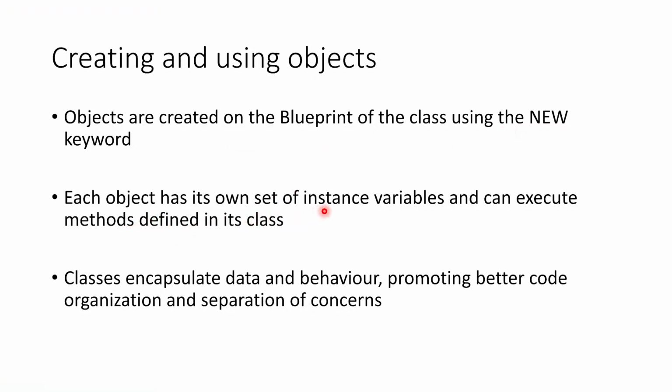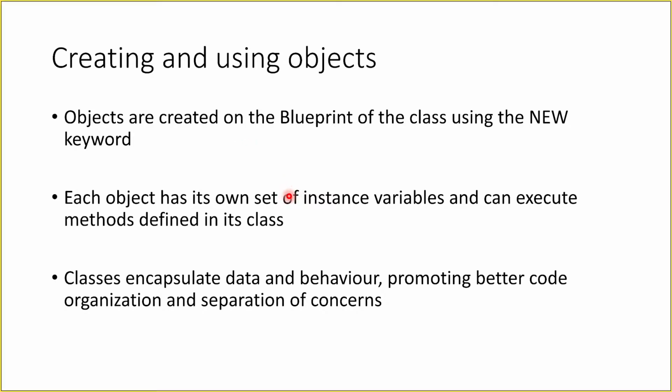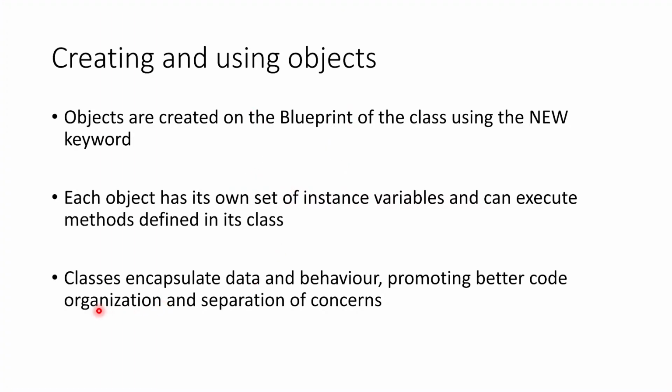Each object will have its own instance variables and can execute methods defined in the class. What this means is that every object has its own set of properties. This means that if I have one object here and I have another object here, these are individual objects with their own set of values. The values do not get mixed up.